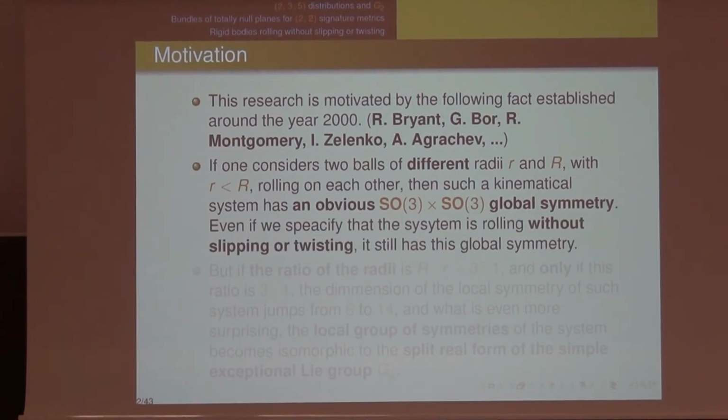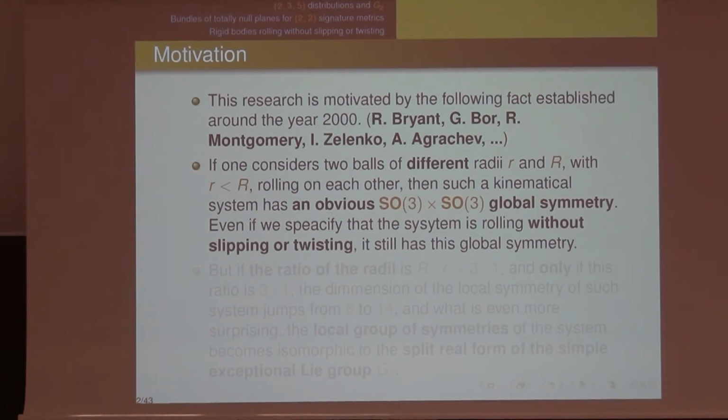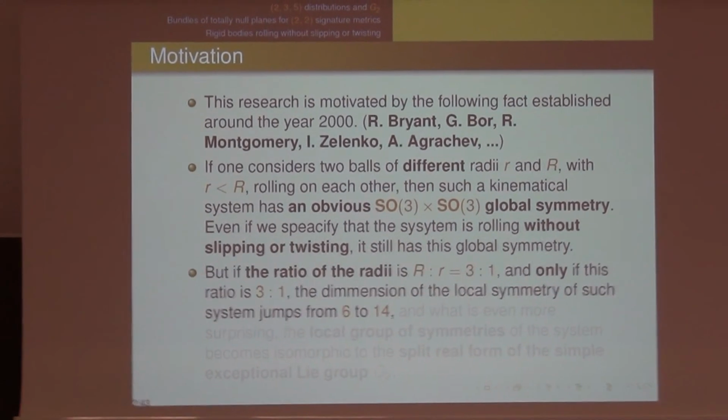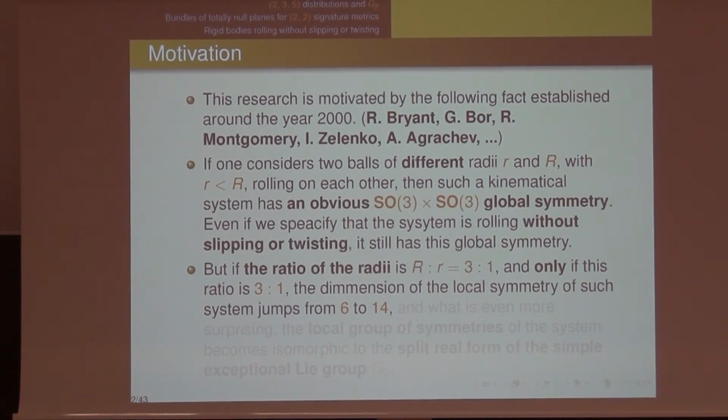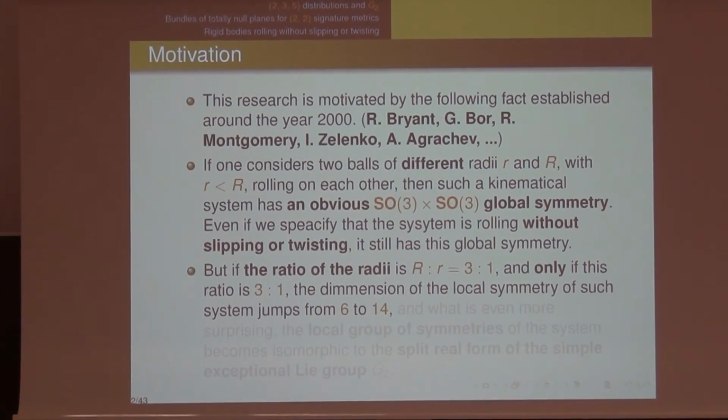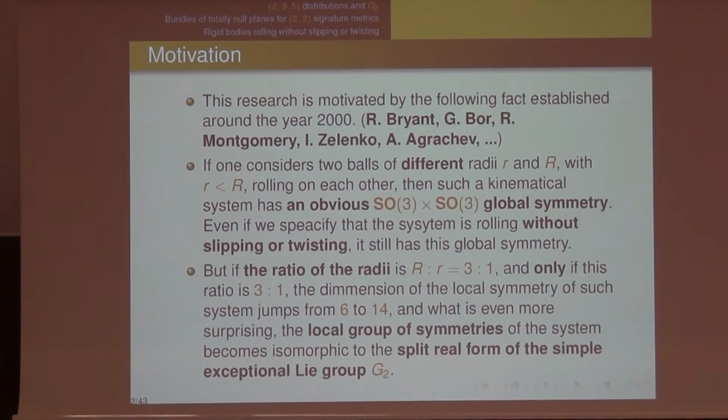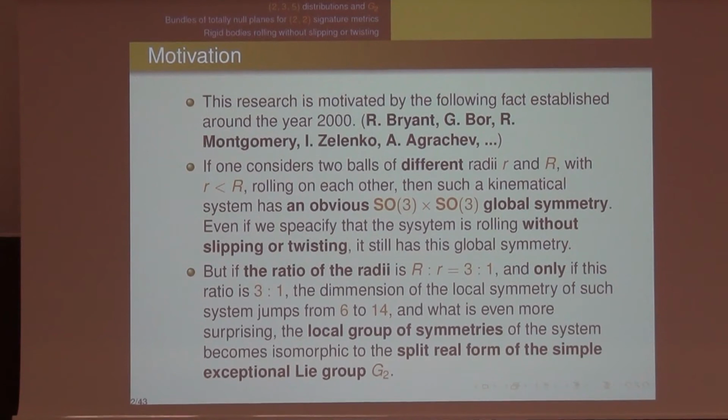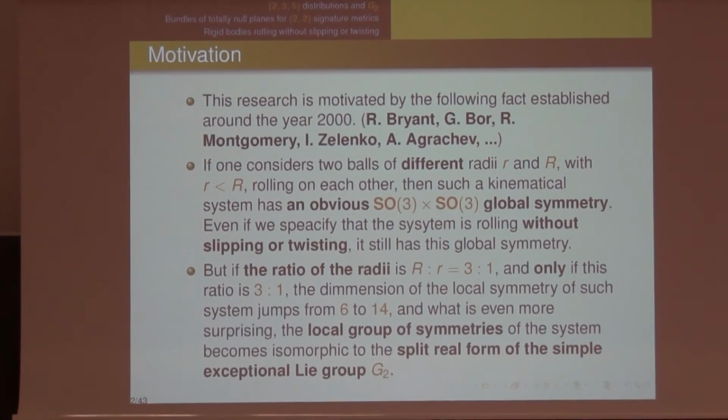And even if you add the additional condition that this rolling is without slipping or twisting, there is still this global 6-dimensional symmetry SO3 times SO3. And what happened around year 2000: something happens when the ratio of the radii of these balls becomes 3:1. When the ratio becomes 3:1, the local group of symmetry of such a kinematical system turns out to jump suddenly from dimension 6 to dimension 14. And what is even more surprising, the local symmetry group of such a system of rolling balls of relative radii ratio 3:1 is the exceptional split real form of the simple exceptional Lie group G2.